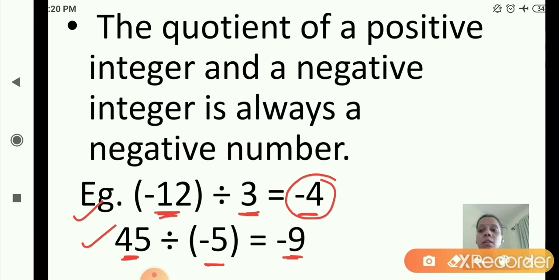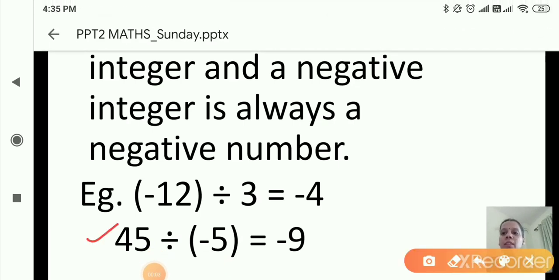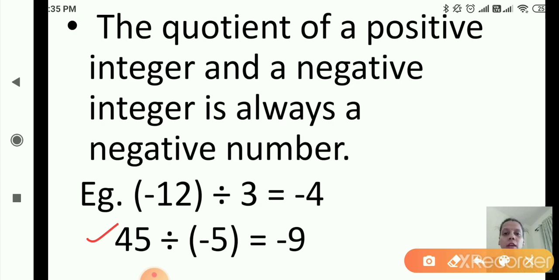See the next one, 45 divided by minus 5. As you can see here, in the second example, the first number is positive and the second number is negative. So the quotient of a positive integer and a negative integer is always a negative number. So 45 divided by 5 is 9, and here you will write down a minus sign. As one number is positive and one is negative, the quotient or the answer is a negative integer.